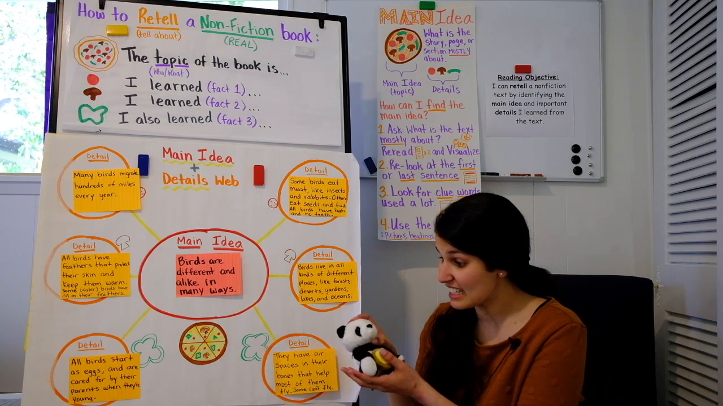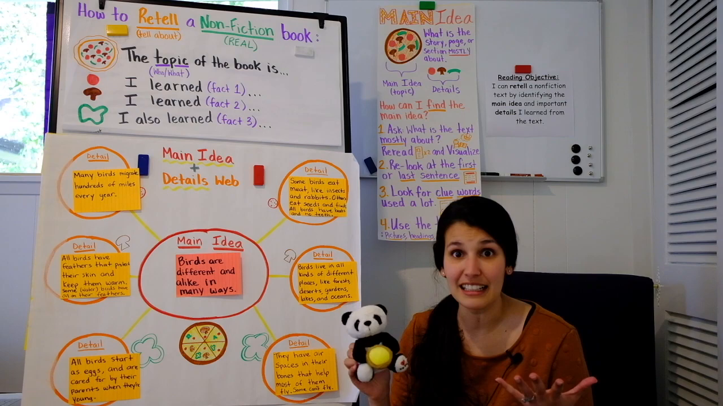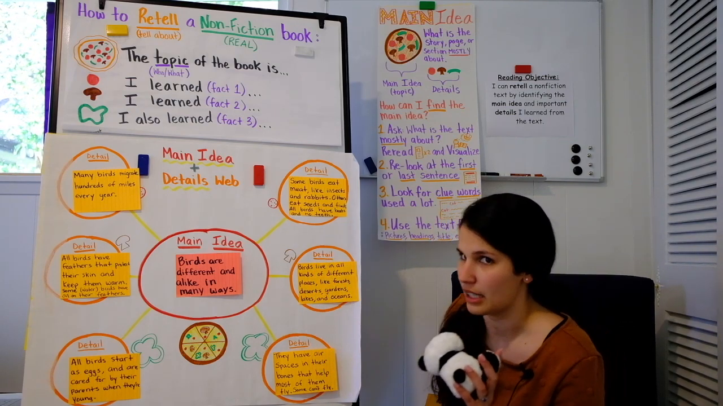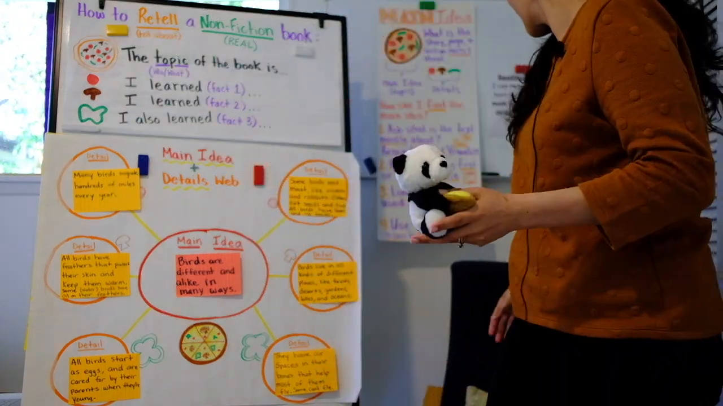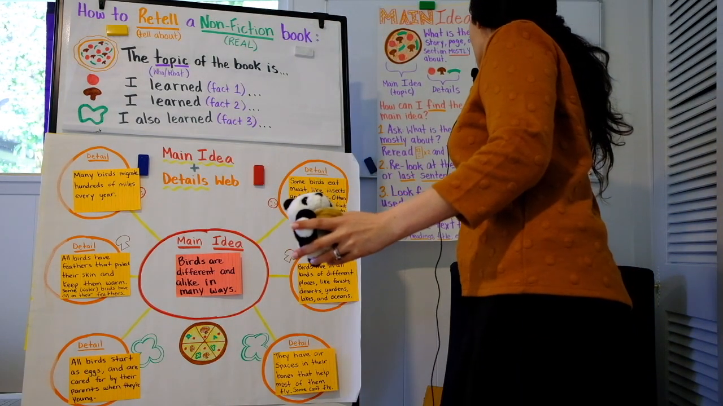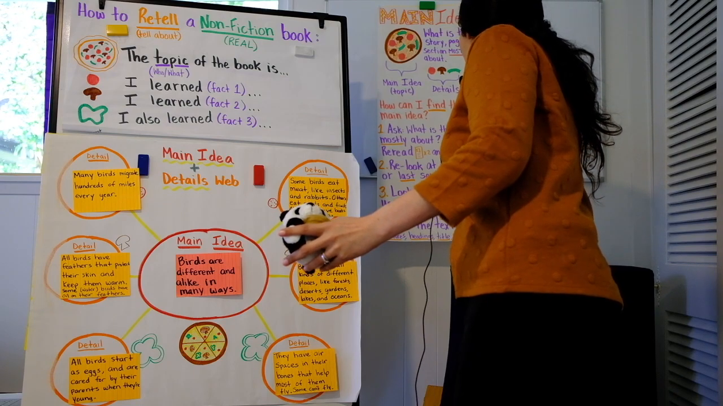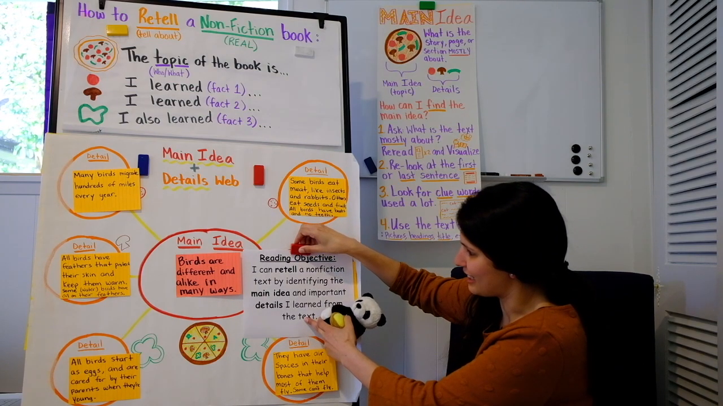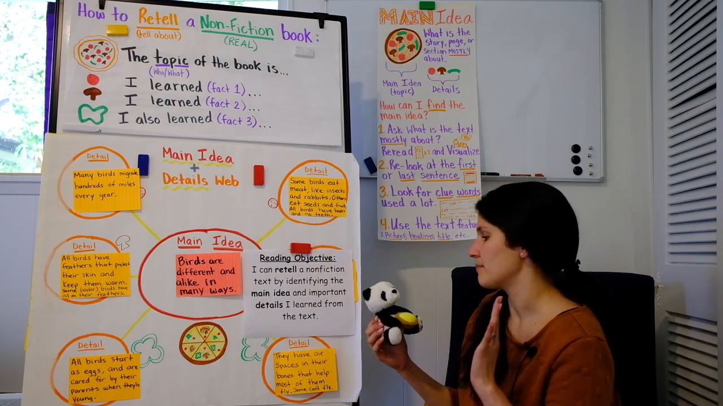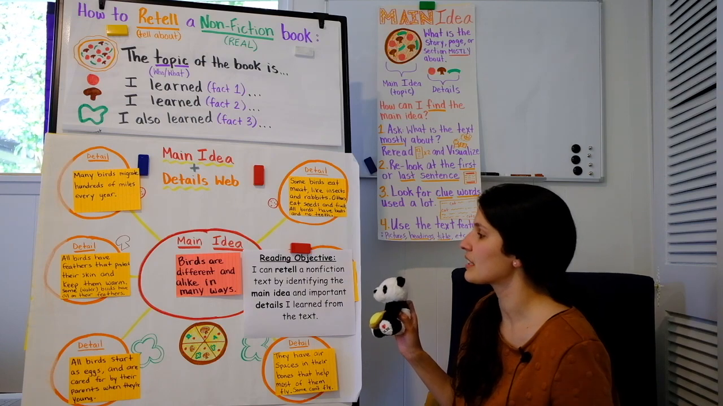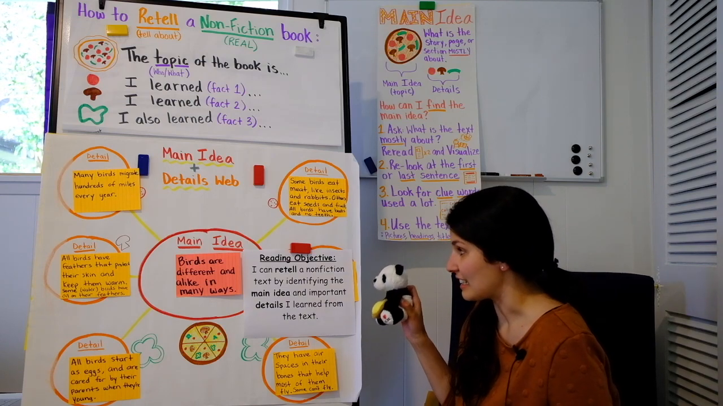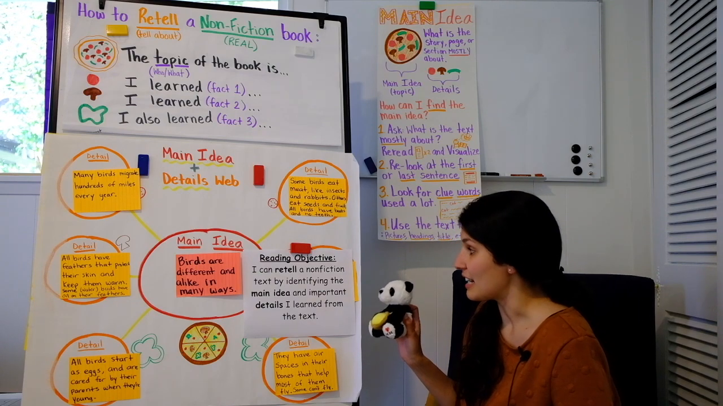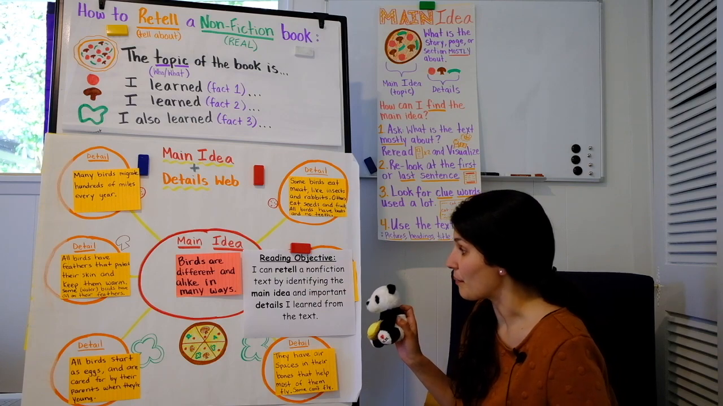Okay, well, Eggie, we shall say goodbye. Oh, you're right. Oh my gosh. Eggie caught me. We have to look at our reading objective one more time. Eggie, good call. Okay, here we go. Let us check how we did. Oh, okay. Yes. Let's read it together, Eggie. I can retell a nonfiction text by identifying the main idea and important details I learned from the text.